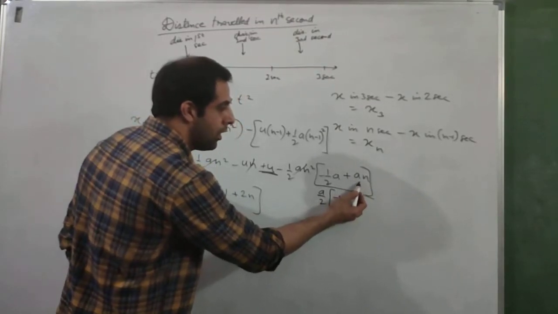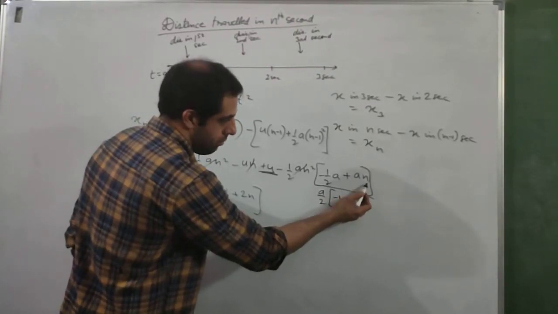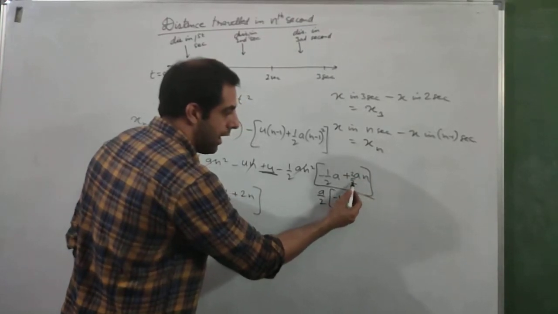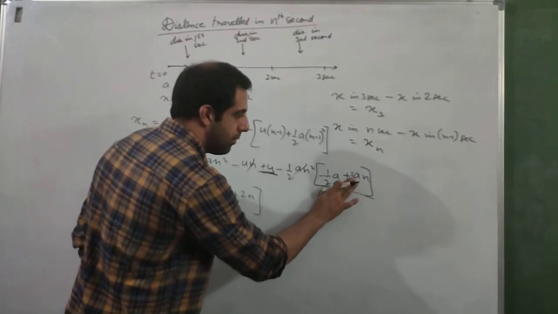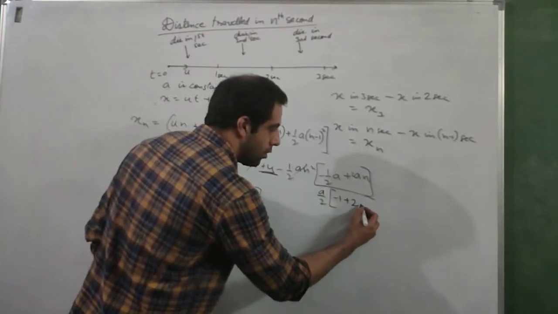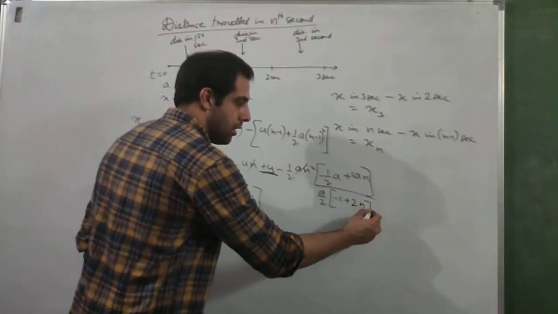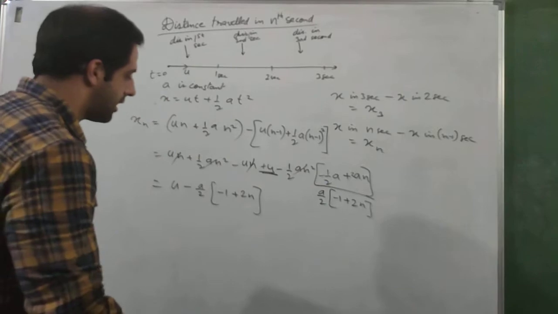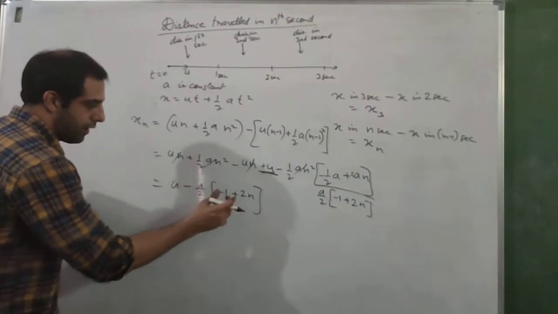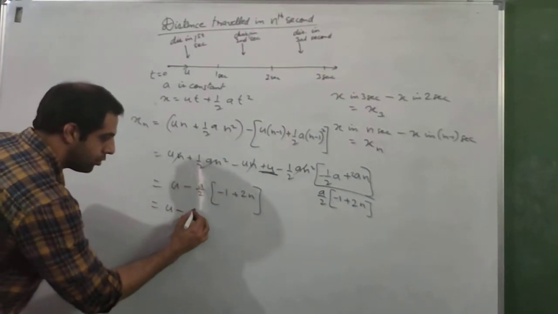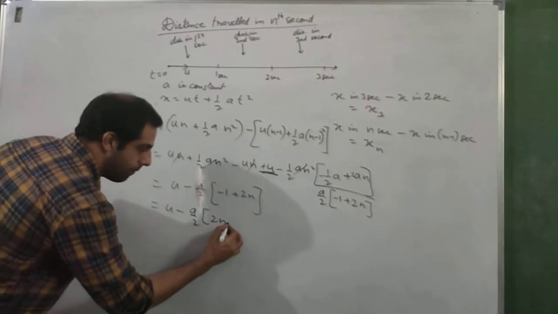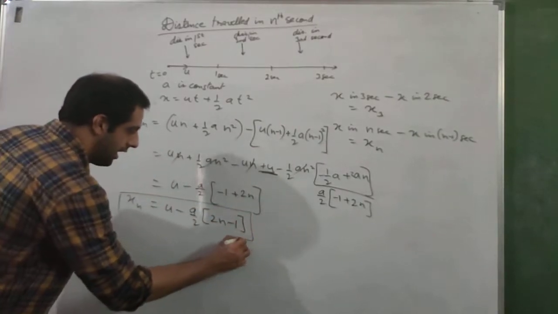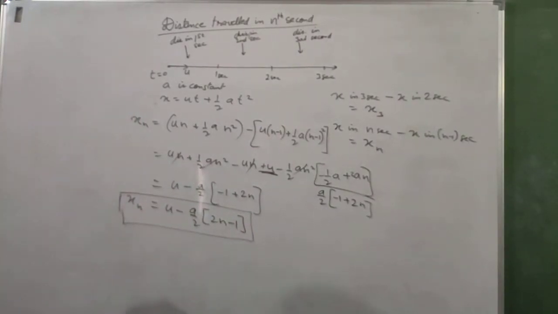And here there is no 2 in the denominator, so I can assume that it is 2 by 2. And if I take this 2 out, what is left is 2n. Do this, pause the video and try to understand this step. If I rearrange this, it will be equal to u minus a by 2, into 2n minus 1. And this will be your distance travelled in nth second.